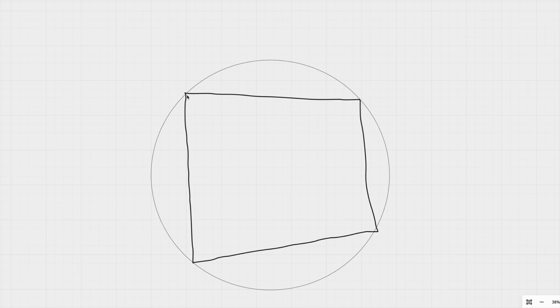Sixth rule, opposite angles in a cyclic quadrilateral add up to 180. Let me do a quick sketch of that one as well. Should have had this ready beforehand. Here, here, here. Now my drawings aren't the best, but you get the idea. And let's label our sides as A, B, C, and D.